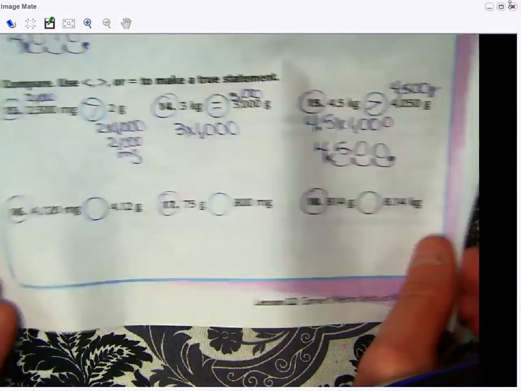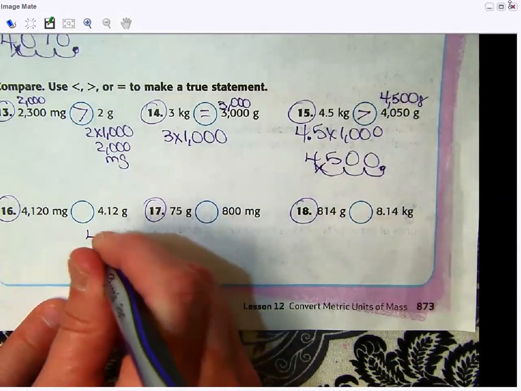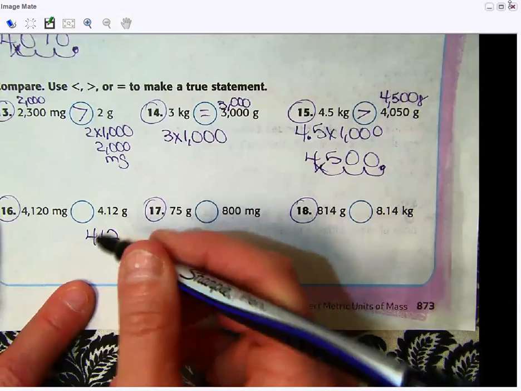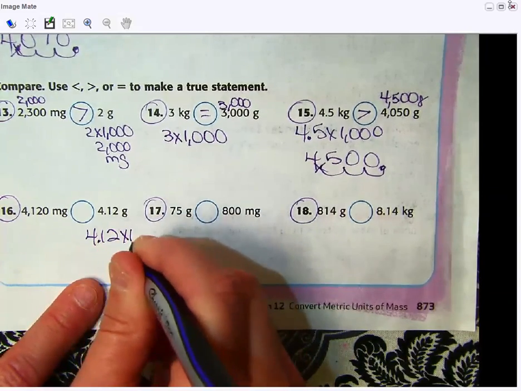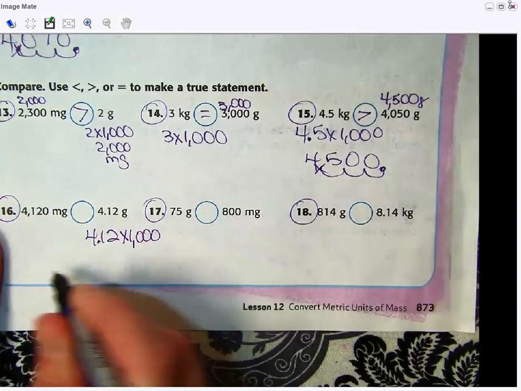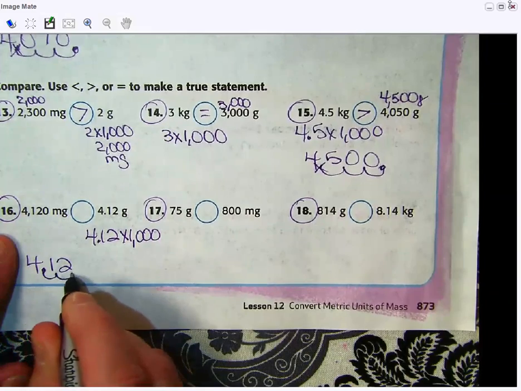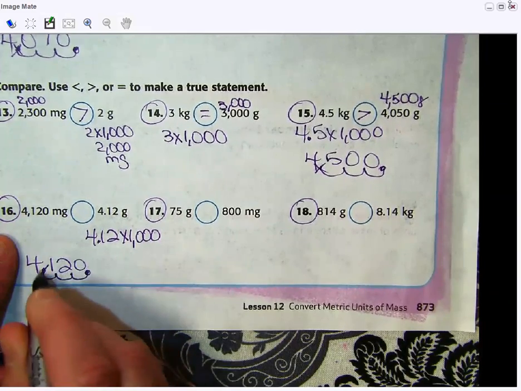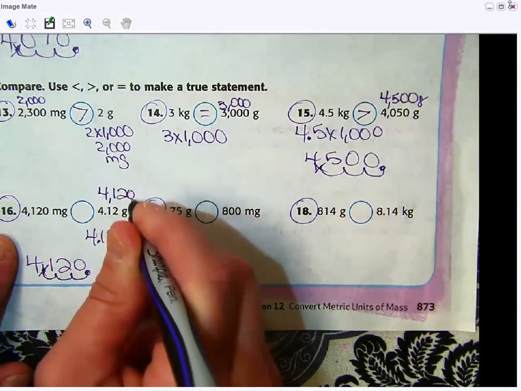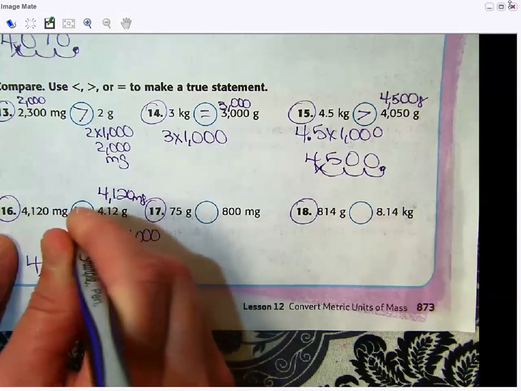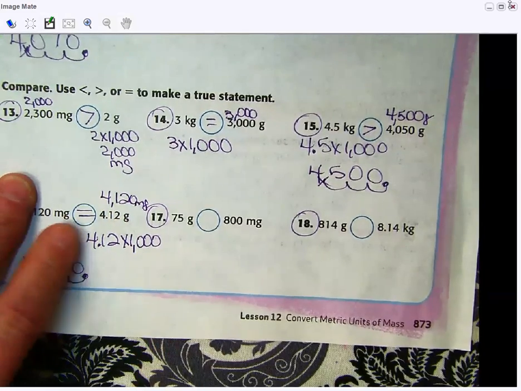Number 16, grams to milligrams. So we have 4 and 1/1200ths, and we're going to multiply because it's 1,000 milligrams in a gram. Rewrite to show the movement. 1, 2, 3. So we have 4,120 milligrams, and that is equivalent to 4,120 milligrams.